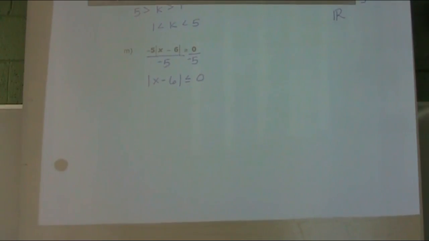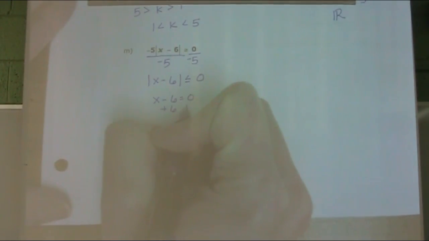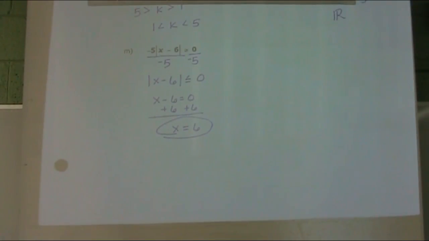And here I have a 0 problem again. And remember, when we think about this, it can't be less than 0. So there are no solutions for the less than 0 part. But it can be equal to 0 if x minus 6 equals 0. So that's how we're going to find our one solution. Set x minus 6 equal to 0. Add 6 to both sides, and our one solution to this inequality is x equals 6.